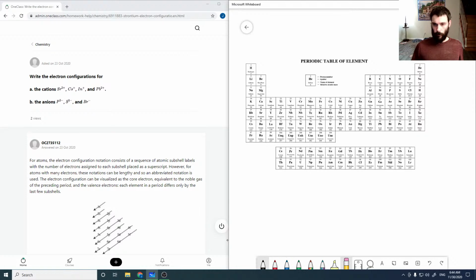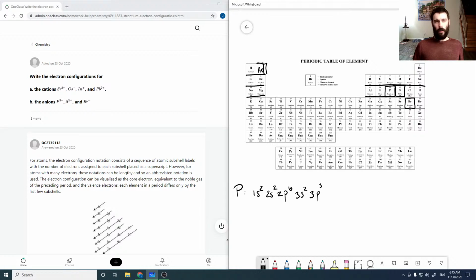And so now the anions it wants are just phosphorus, sulfur, and bromine. So for phosphorus, again, remember that helium should really be over here. So we have 1s2, 2s2, 2p6, 3s2, and 3p3.